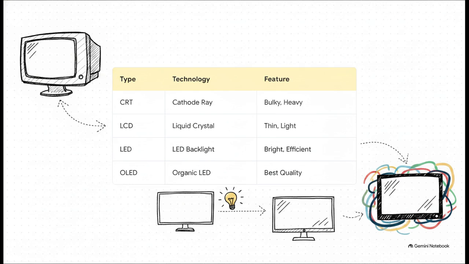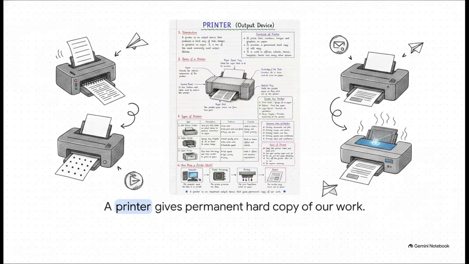And today, we have OLED monitors. These use organic light-emitting diodes to offer the absolute best picture quality, contrast, and colors money can buy. But what if you need a permanent physical record of your work, a hard copy? Well, that's the printer's job. The computer sends the digital data, the printer processes it, and then components like a print head or toner powder go to work directly on the paper.